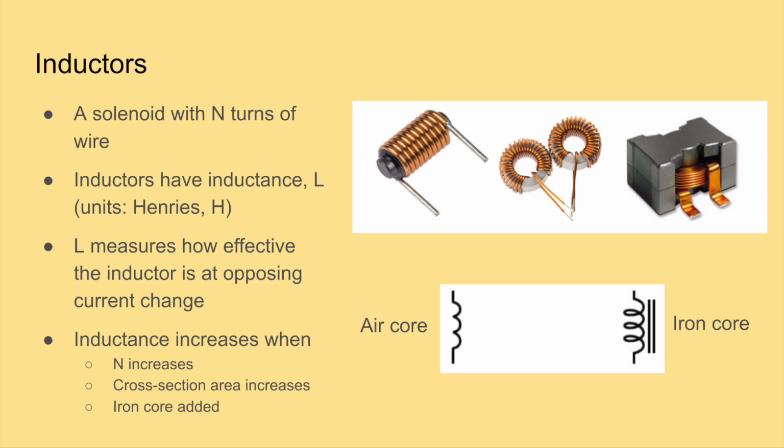We have two different symbols for inductors that might come up. The one on the left doesn't have anything in the middle of it, so that is just a standard inductor with no iron core, and the one on the right is an inductor with an iron core, and that's what those two lines represent. You'll notice the loops on the symbols are slightly different. You could get either of those. They're both recognized symbols for inductors.